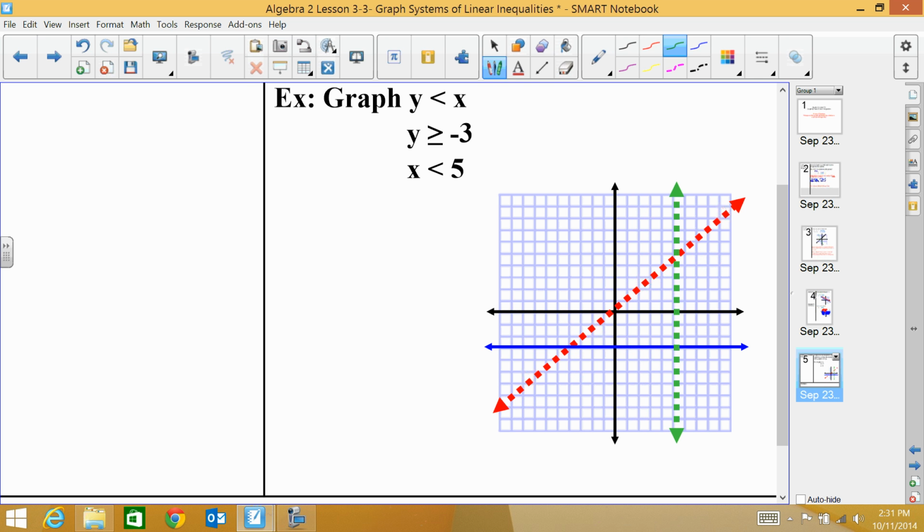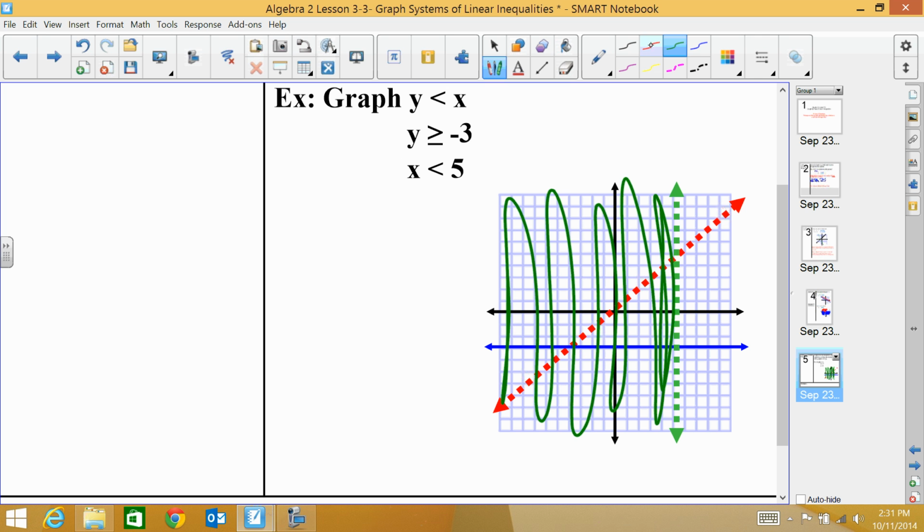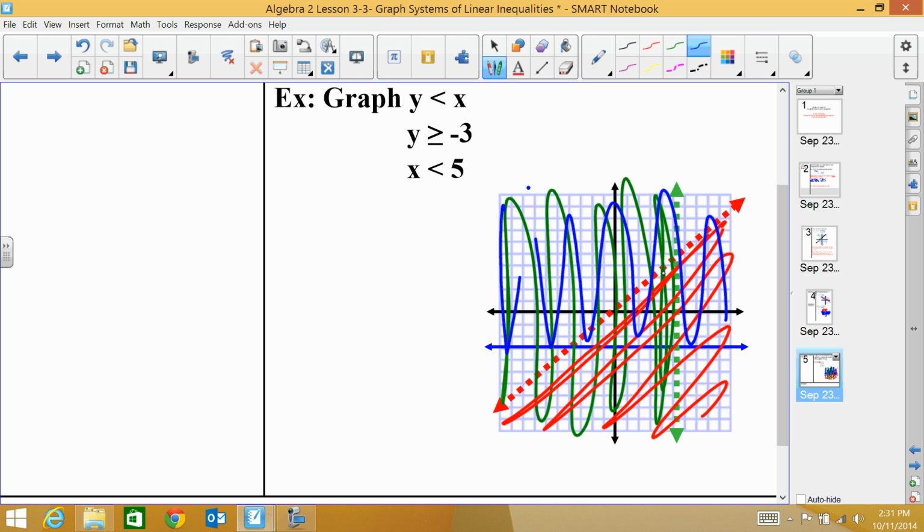So if you use the three different colors, it would look something like this. It would go here for the green, and then the red was below. So it'd be like that. And then the blue was above, so it'd be like this. So the area where the red, the green, and the blue are in this section right here, you see how it can get really messy. So I like the arrow method for those.